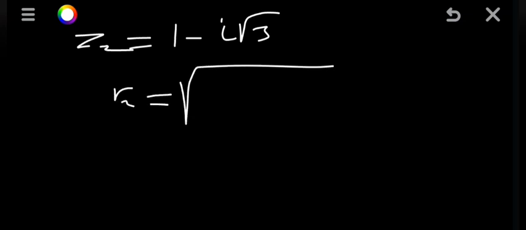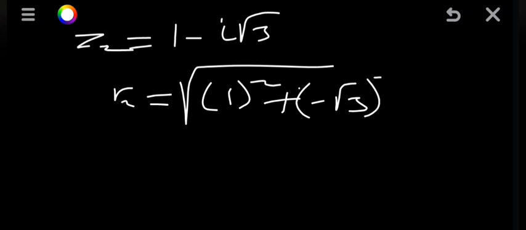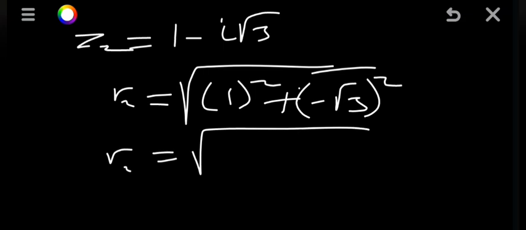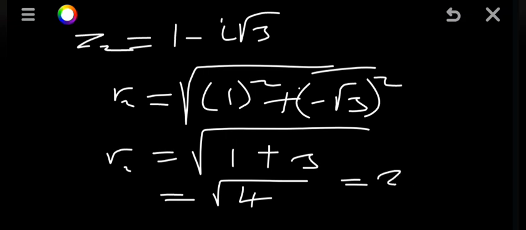z2. So as for z2, it is 1 minus i root of 3. For this one, the first thing we are going to find is r, which is r2. Here the real part is 1, so 1 squared. The imaginary part is negative root of 3, then it's squared. So r2 is going to be equal to the root of 1 squared, which is 1, plus negative root of 3 squared, which is 3. When we add we get 4, and the square root of 4 is what? 2. Always you need to take the square root as a positive answer. So even here we have r2 being equal to 2.